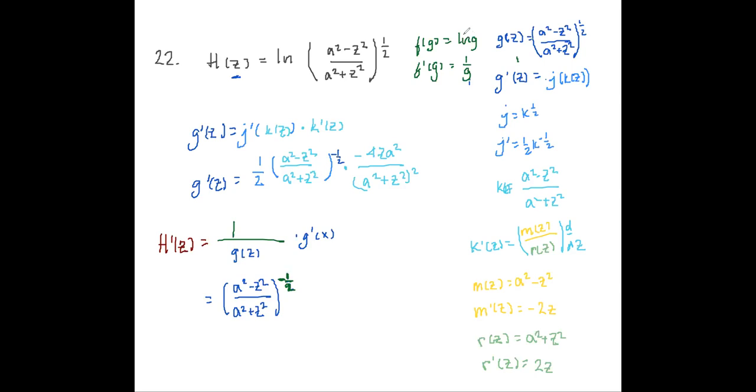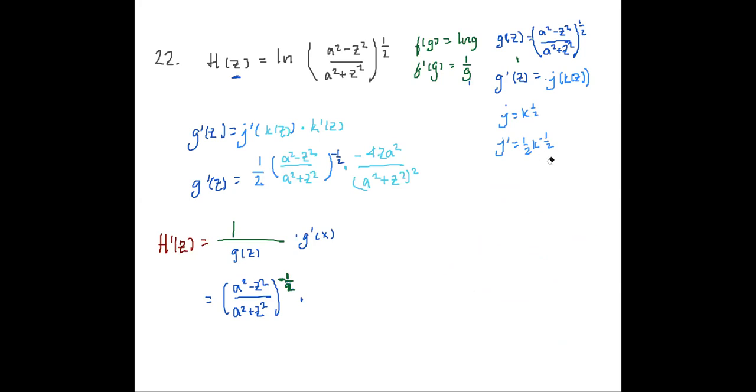Then that is going to be multiplied by, I'm going to erase some of this because we got that. So that is going to be multiplied by 1/2 times a squared minus z squared over a squared plus z squared to the negative 1/2 times minus 4z a squared over a squared plus c squared.